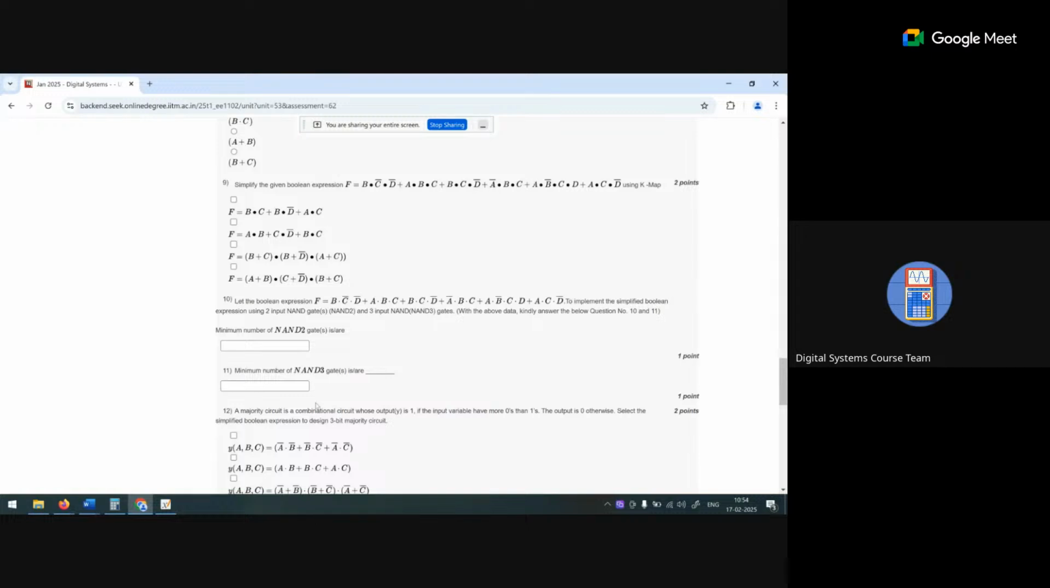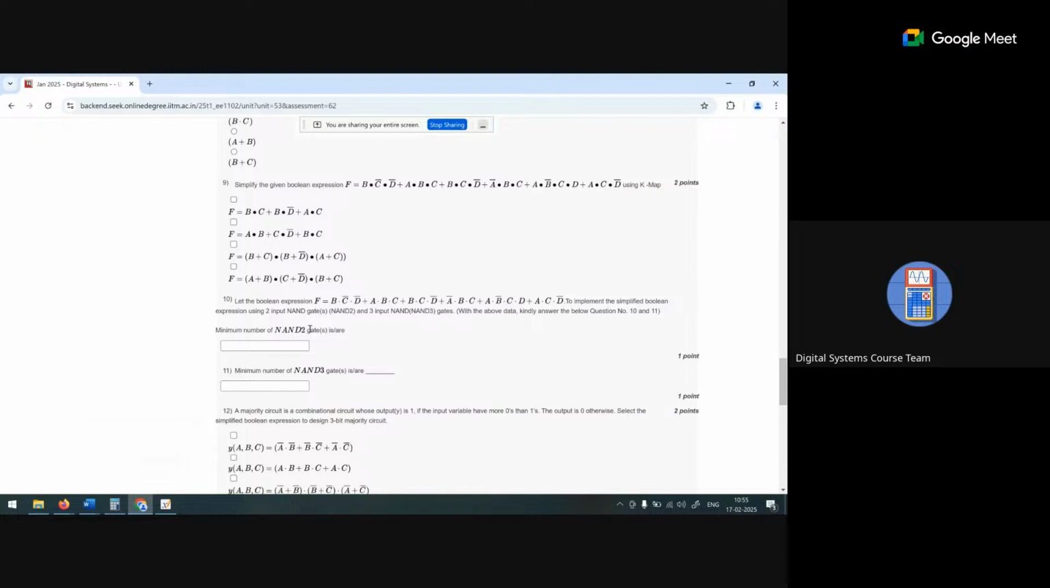F is equal to B C bar D bar plus ABC plus BC D bar plus A bar BC plus A D bar CD plus AC D bar, using two-input NAND gates and three-input NAND gates. Minimum number of NAND 2 gates, okay. So first you have to simplify the expression, or basically use the K-map. Simplify the final expression. After that, check how many NAND gates are required. I think you will get the answer.